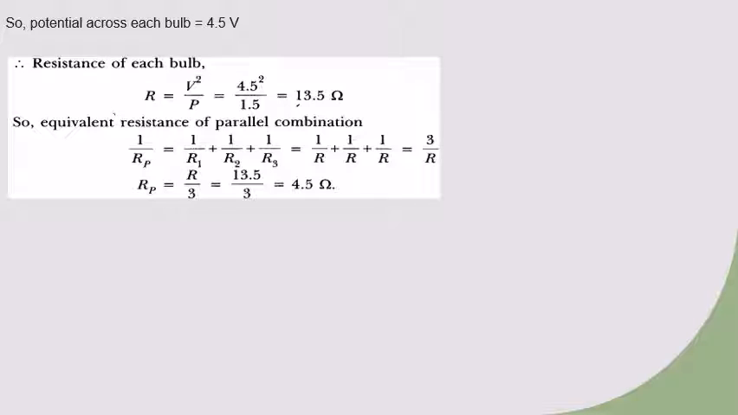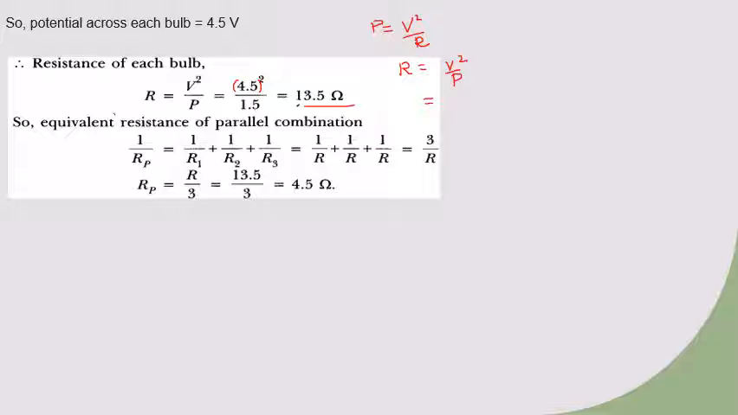To find out the total resistance of the circuit, we know that P is equal to V squared upon R. So using this formula we can find R. R will be V squared upon P, right? Voltage is 4.5, so 4.5 whole squared upon P, which is 1.5 watt, and the answer we got is 13.5 ohm resistance, right?